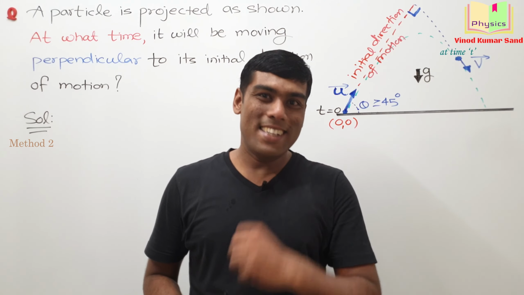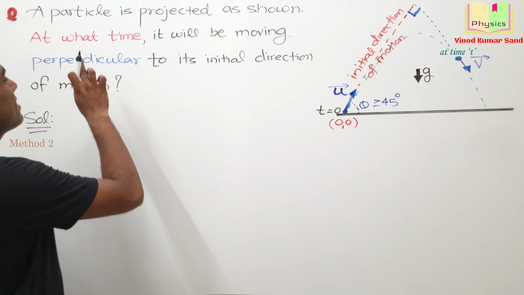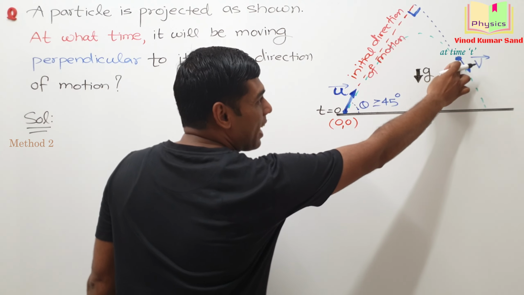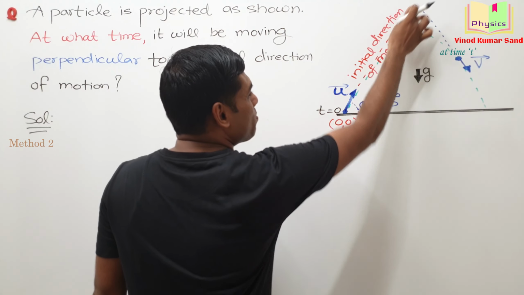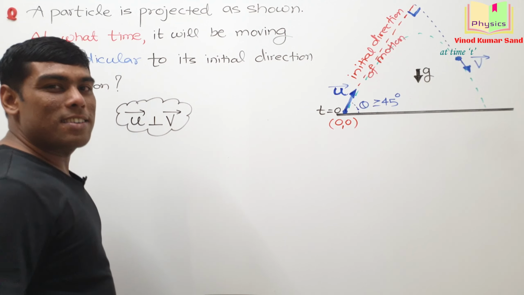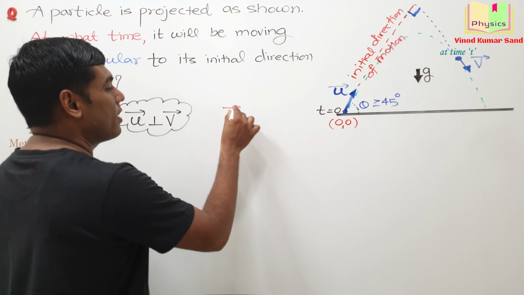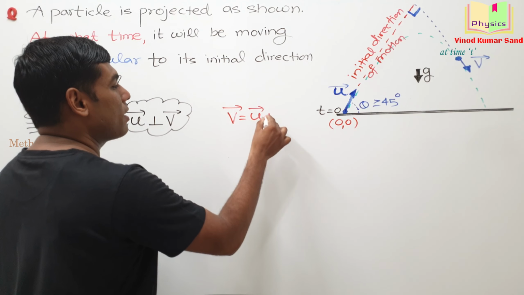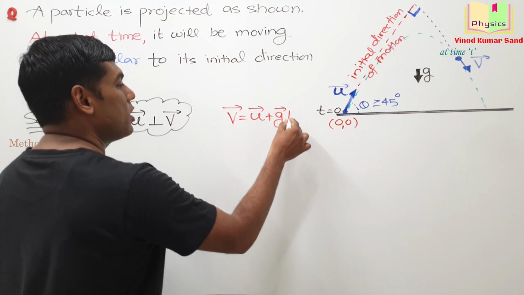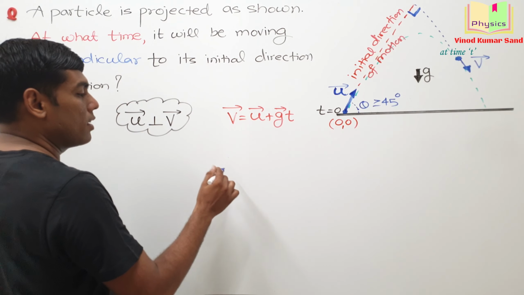Here comes the second method. Pay attention again. Since at this moment of time the v vector is perpendicular to the u vector, I'm using the triangle law of vector addition. We know that v vector is equal to u vector plus g vector times t. So let's say this is the u vector.